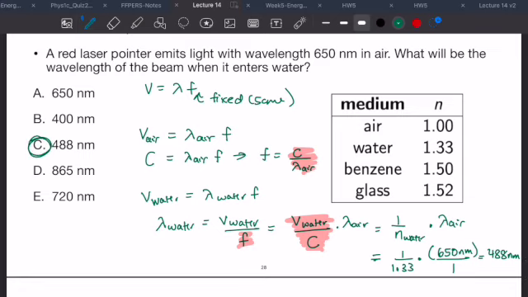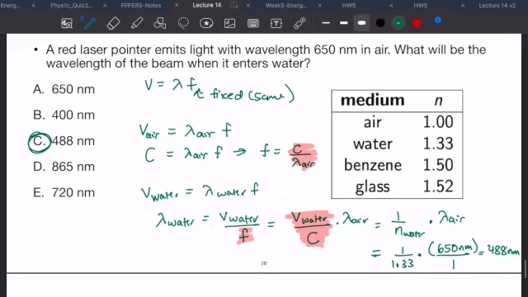One of the main takeaways I'd like you to think about is that when you go from one medium to the other, the two things that are changing are the speed of the wave and the wavelength of the wave. And the final result that we got here was that lambda water was just equal to lambda air divided by n. So if you divide by the index of refraction, you figure out what your new wavelength is going to be.